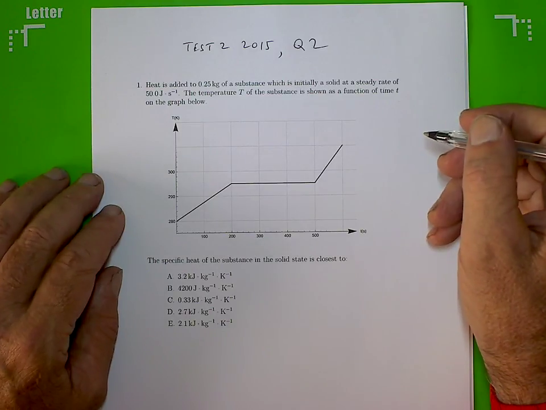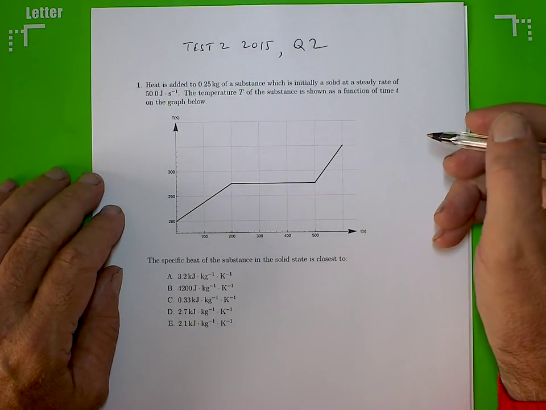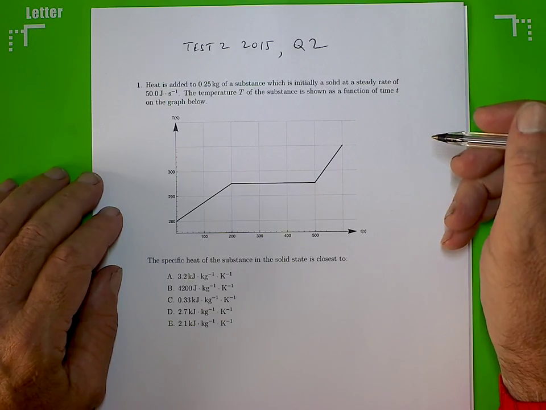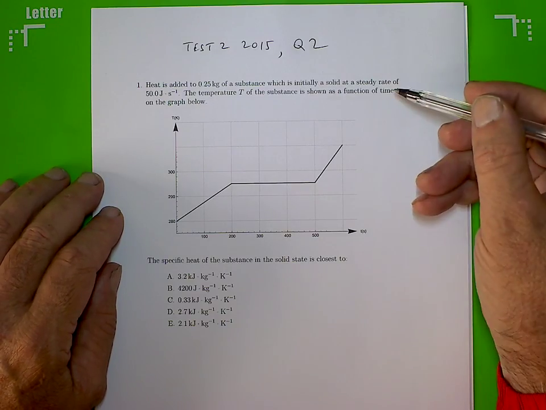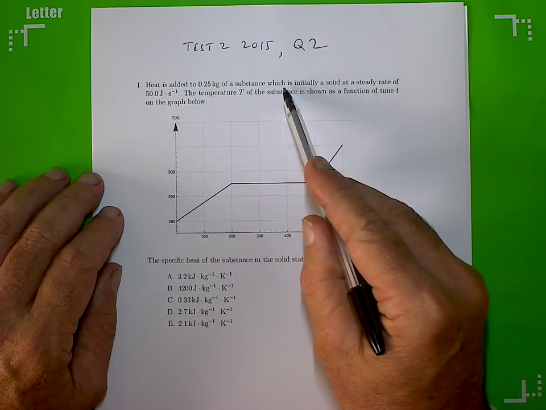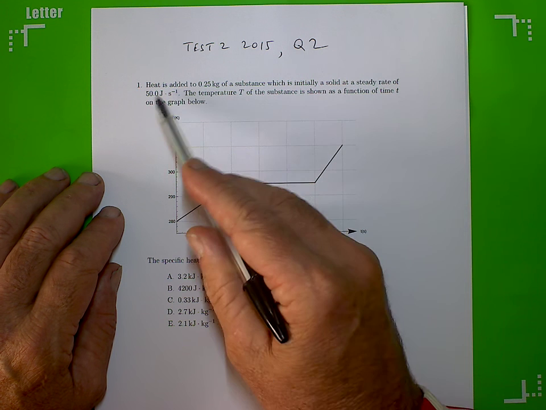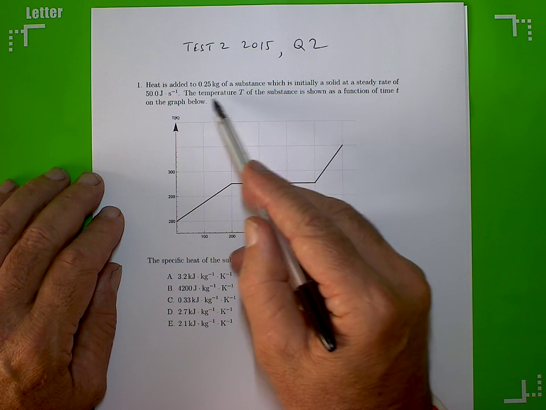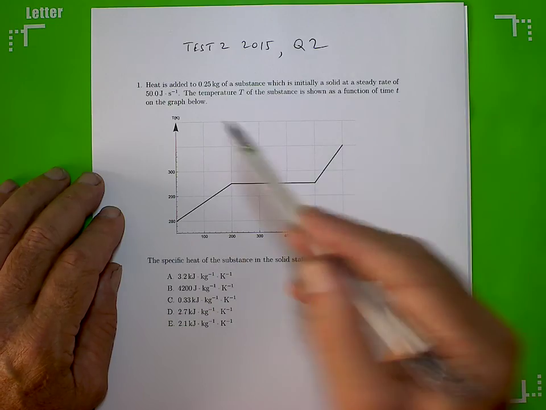Okay, let's start the third Heat and Thermo problem from Get It. Another nice, relatively easy one. Heat is added to 0.25 kilograms of a substance which is initially a solid at a steady rate of 50 joules per second. The temperature T of the substance is shown as a function of time on the graph below.